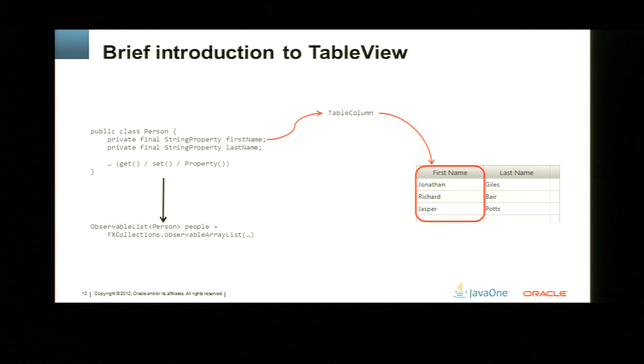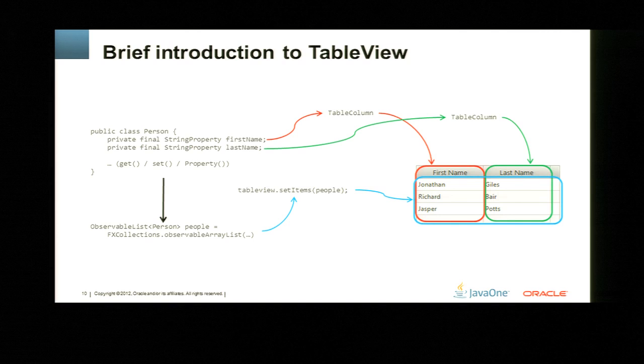The next thing we do is we start creating our table columns. So we're going to create a table column for the first name and a table column for the last name. To get the data into the table view, we basically call the setItems method. And the setItems method just takes an observable list of the type of your table view. And you end up with what you see on the right-hand side. That's pretty much a summary of how you populate a table view with columns and data.